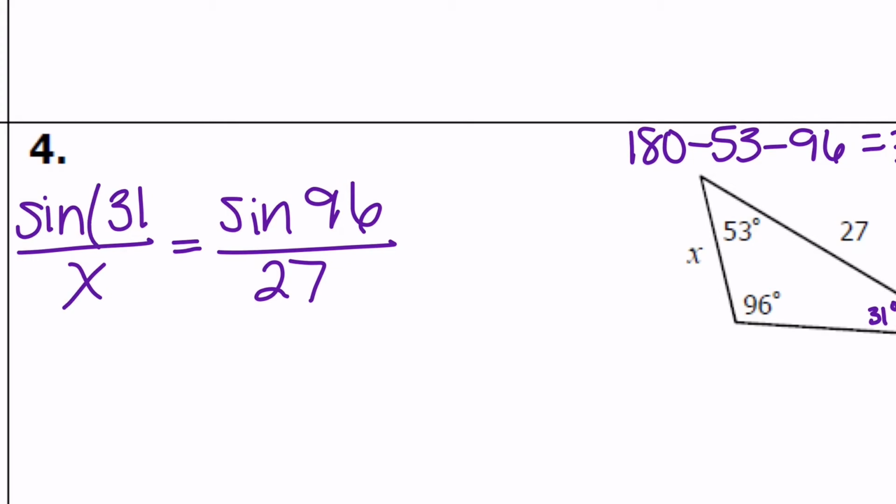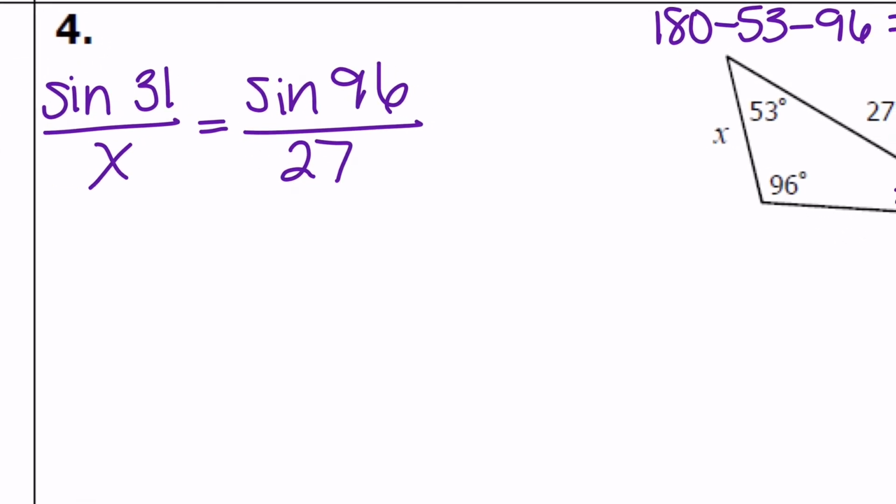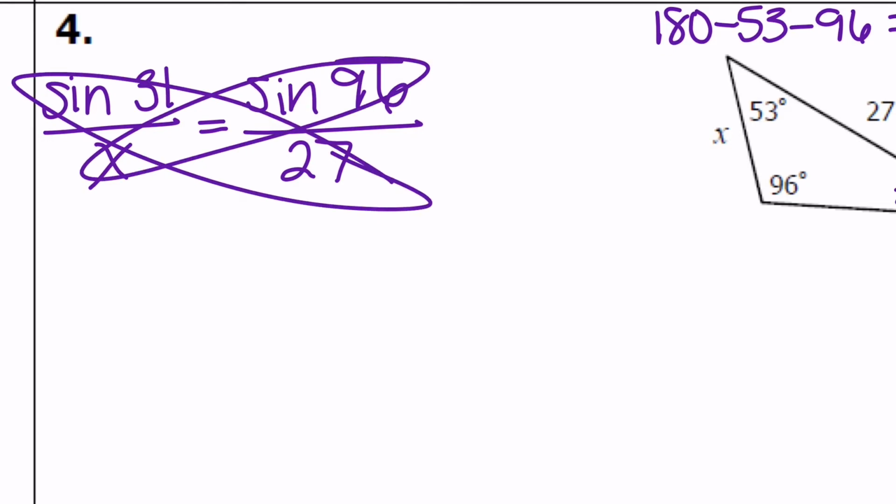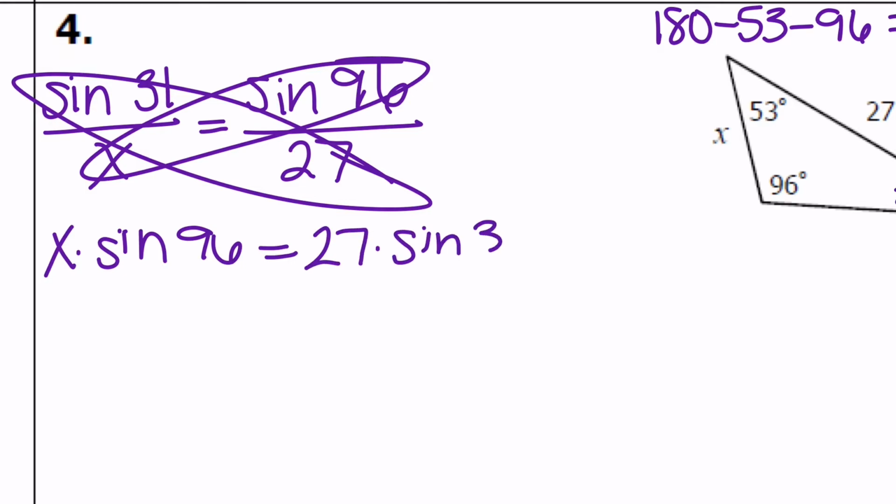I haven't been writing these in parentheses. You actually don't have to. I was doing it at first just so you could get the hang of it, as far as that's how it goes into your calculator. So feel free not to, I don't really care. Okay, and then again, same thing. Cross multiply and solve. x times the sine of 96 equals 27 times the sine of 31. And then you keep solving for x, just like we did on number 1.